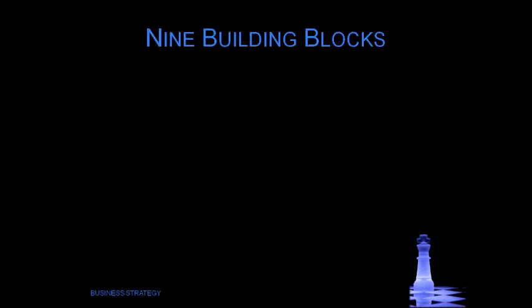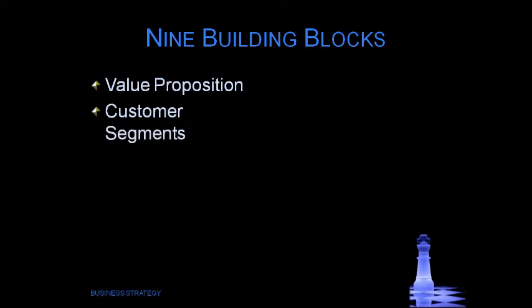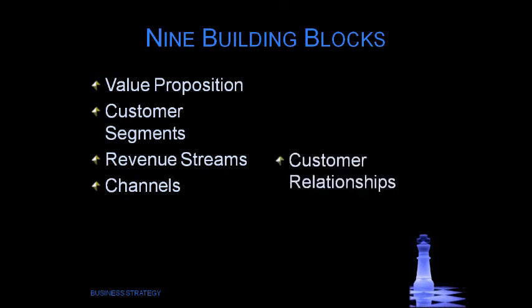There are 9 basic building blocks. The first is the value proposition, which is what we're going to do to get the customers to want to use our service or our product. The customer segments we're going to try to target. Our revenue streams. How are we going to get the money? The channels. How are we going to distribute the product or the service? How is the customer going to get it?